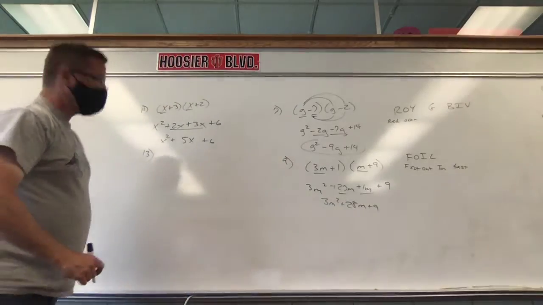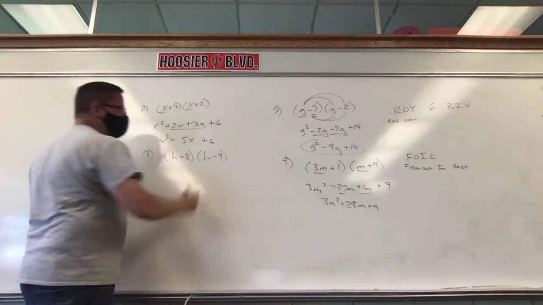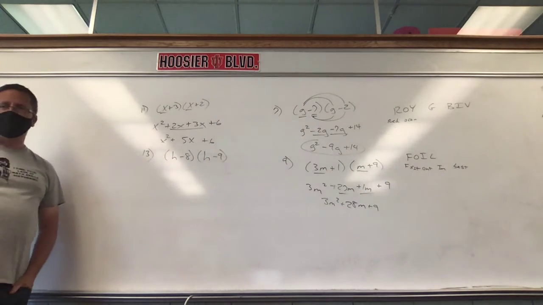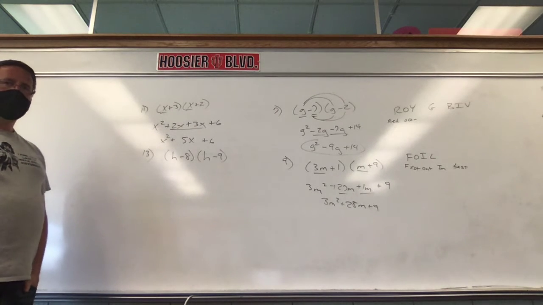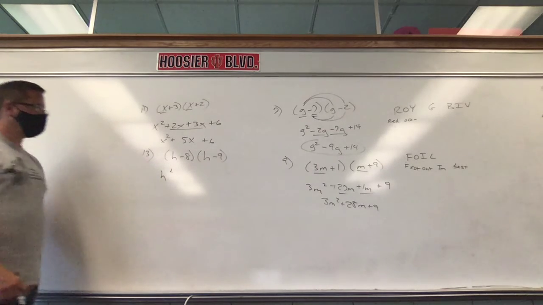Are we going to have to solve this, like the final equation of it? Eventually we will, but not today. Probably not even this year. We're running out of time. What are your first terms? h and h. Times them: h squared. What are your outers?